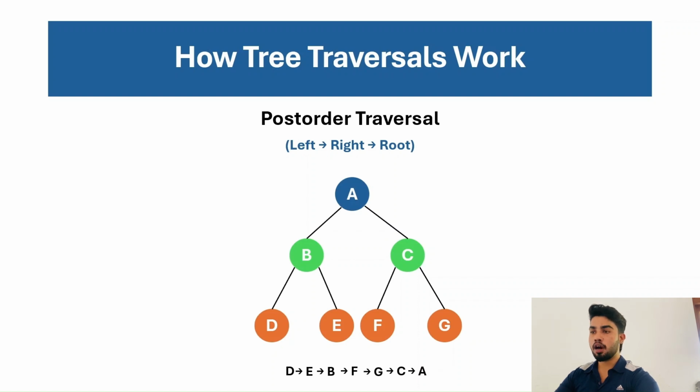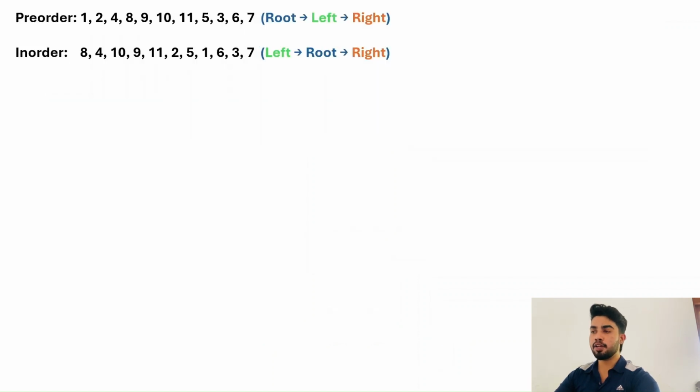We already learned how the pre-order and in-order traversals work. Let's use these traversals to construct a binary tree using a real example. Before we start, remember just two important rules. In pre-order traversal, the first element is always the root. In in-order traversal, the elements to the left of the root form the left subtree and the elements to the right form the right subtree. Using only these two rules, we can build the entire tree.